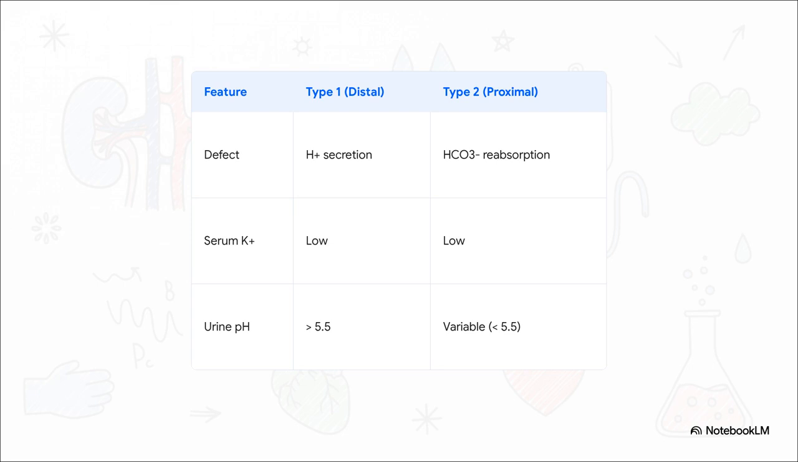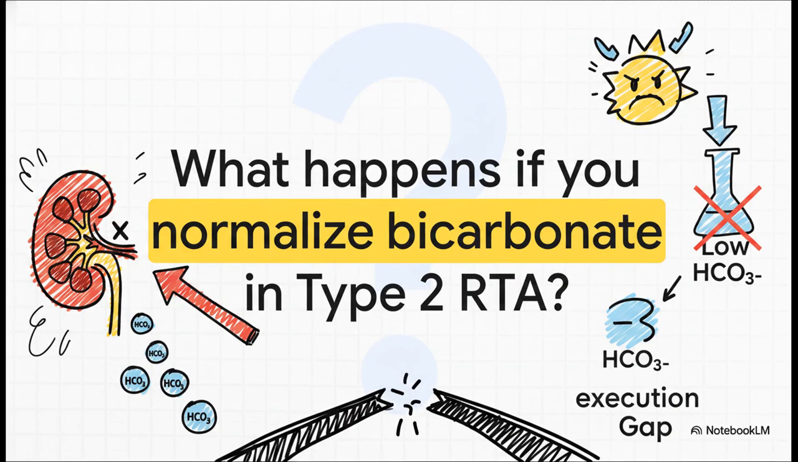So initially, yes, the urine is alkaline, but once the systemic bicarbonate stores are utterly depleted, the intact distal tubule finally does its job, and the urine pH drops below 5.5. Which brings up an interesting question.